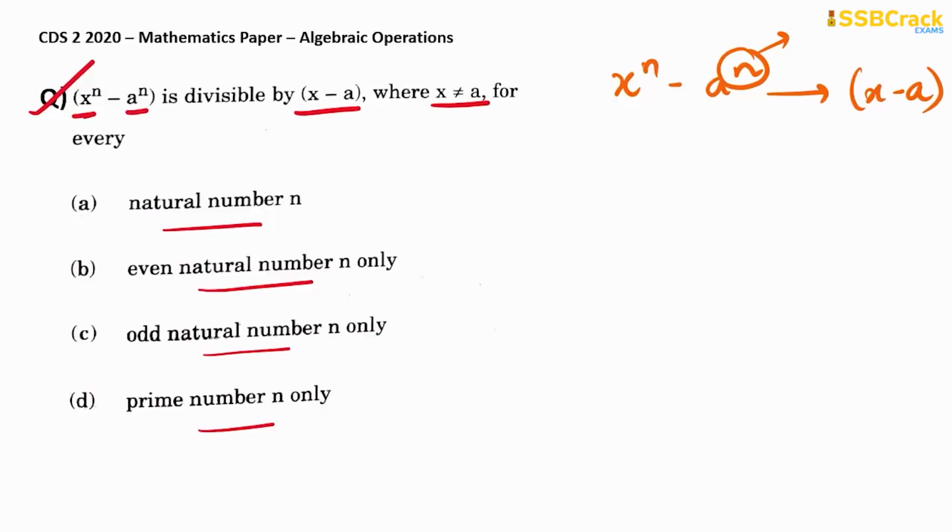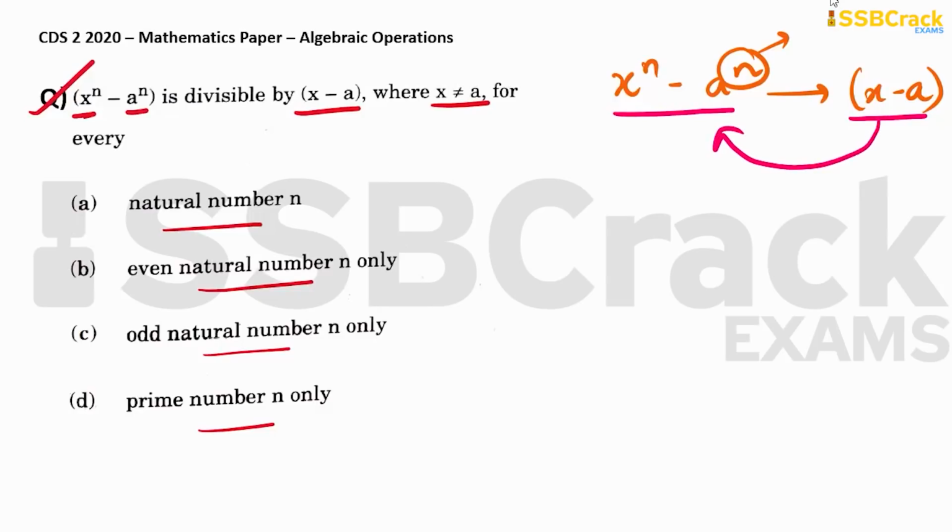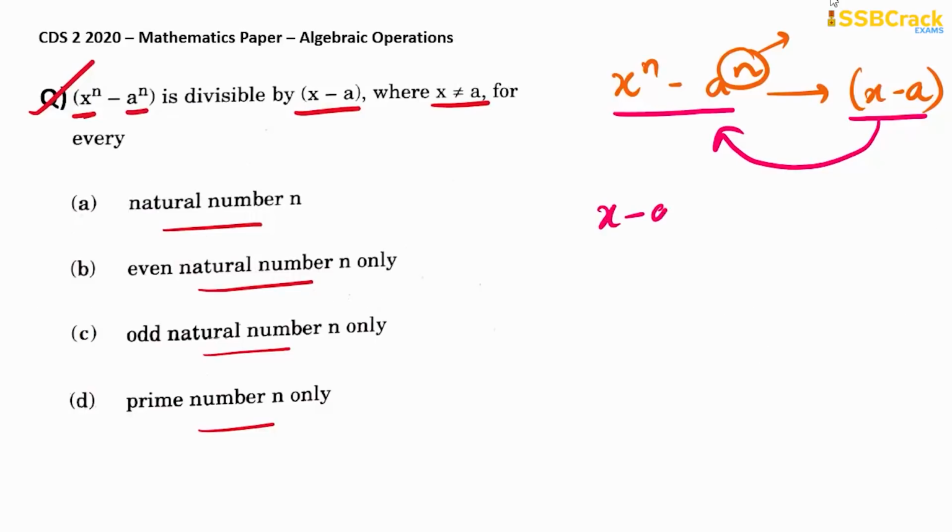Now if x to the power n minus a to the power n is divisible by x minus a, then x minus a should be a factor of this equation or this statement. So by the factor theorem, or we can directly say that if x minus a is a factor of f(x), right, then x equal to a should be a root of f(x), right?